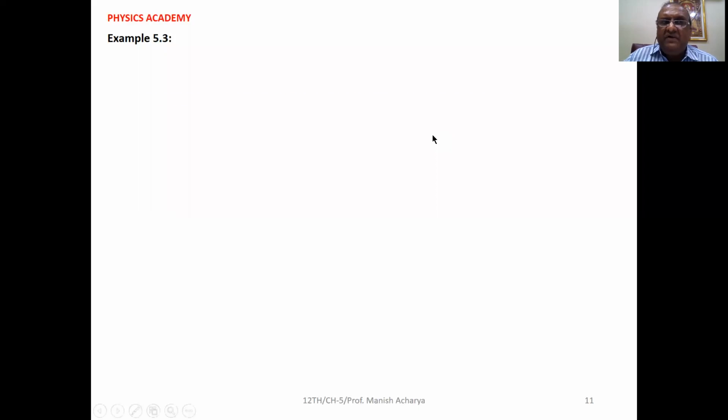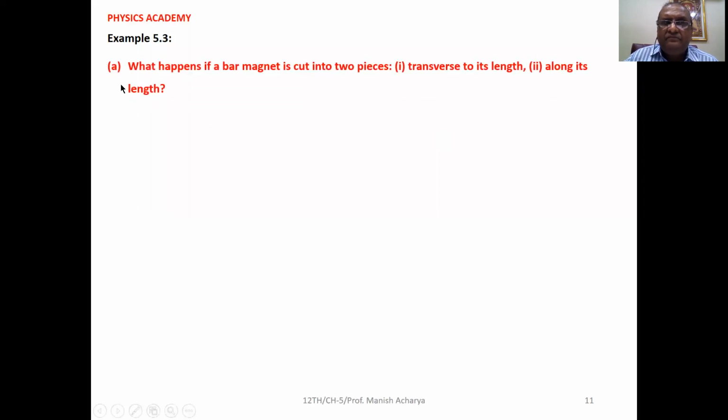Clear? Now example 5.3. A. What happens if a bar magnet is cut into two pieces transverse to its length, or along its length? In both the cases, you will get two magnets, each with a north pole and a south pole, and their strength will decrease.